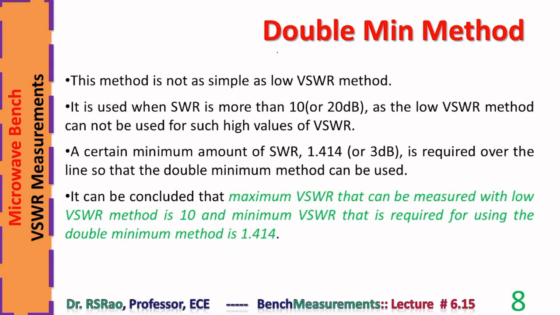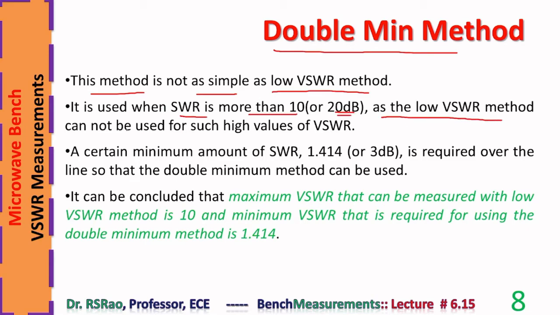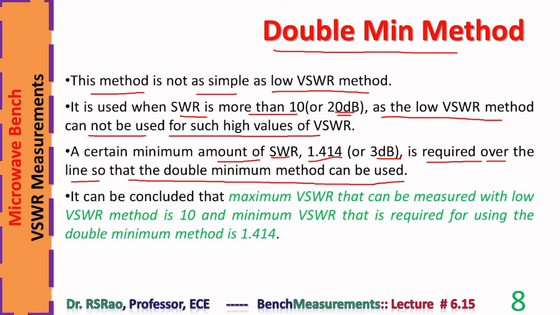Now we have moved to the double minimum method. This method is not as simple as the low VSWR method. It is used when SWR is more than 10, or 20 dB, as the low VSWR method cannot be used for such high values of VSWR. A certain minimum amount of SWR, equal to 1.414 or 3 dB, is required on the line so that the double minimum method can be used.